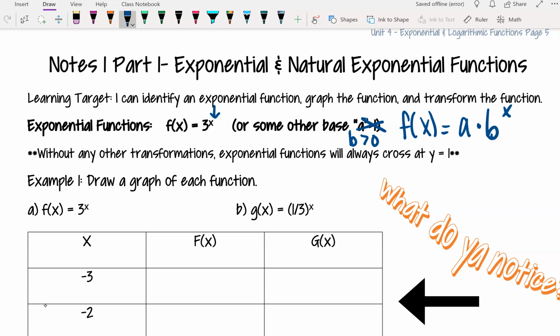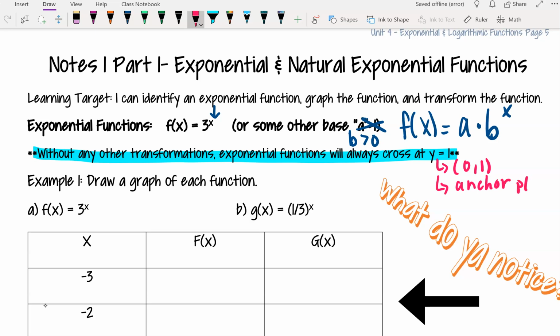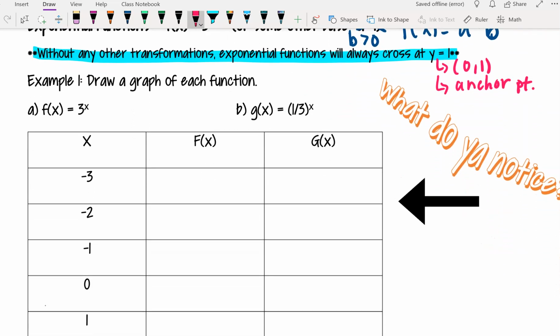When we graph and take a look at transformations, the biggest thing that we need to remember is that without any other transformations, any exponential function that you have will always cross at y equals 1. This point is a y-intercept of (0, 1). We call that an anchor point, and that point itself is going to help us graph. Let's take a look at an example and see what the graphs look like.